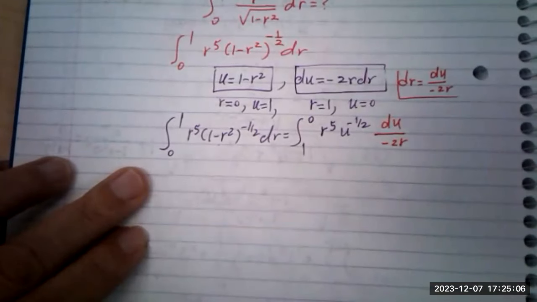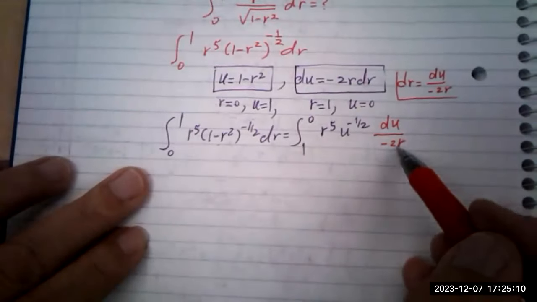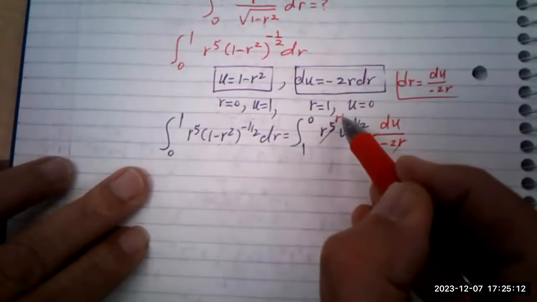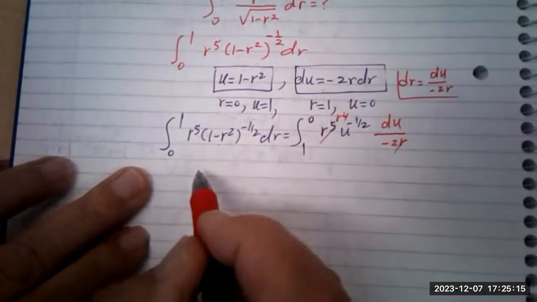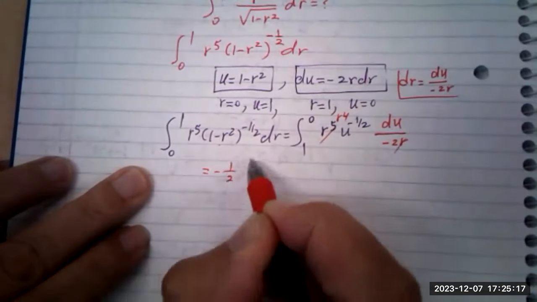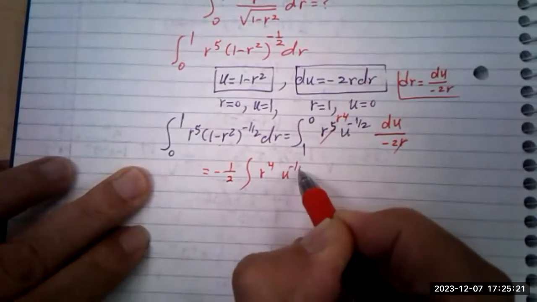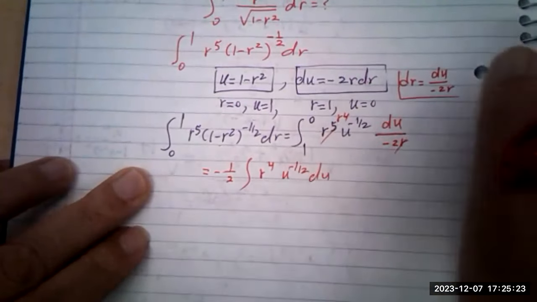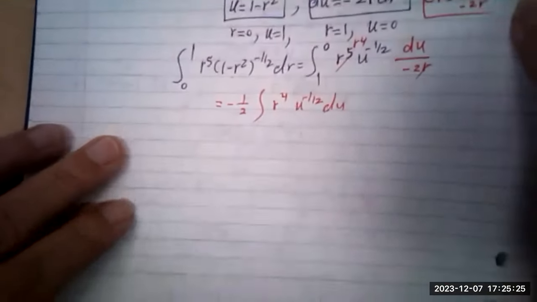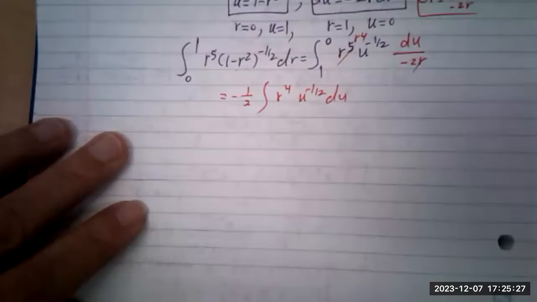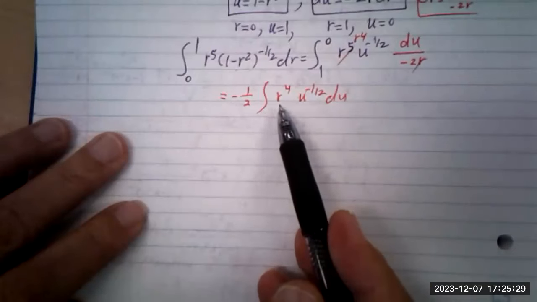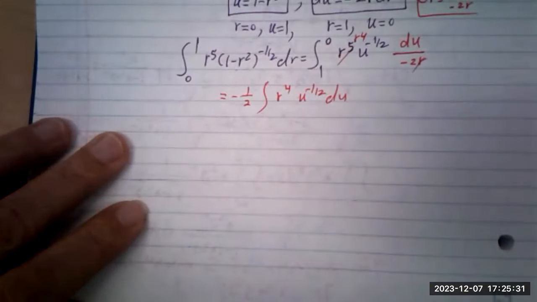Substitute and simplify. This r would cancel out. What's left is r to the fourth. So it is going to be negative 1 half, integral of r to the fourth, u to the negative 1 half du. You see, you have a leftover here, r to the fourth. You can do it. You have to go back and find r to the fourth in terms of u.